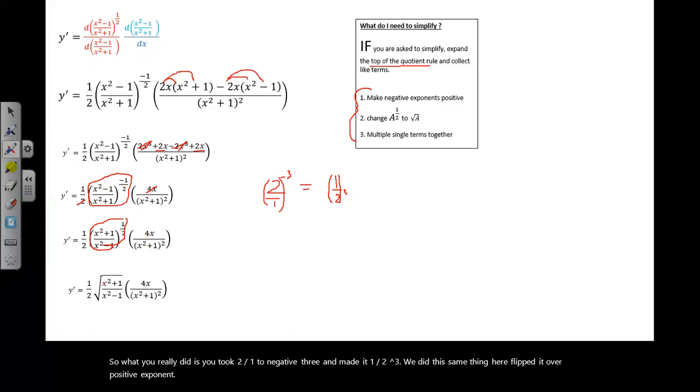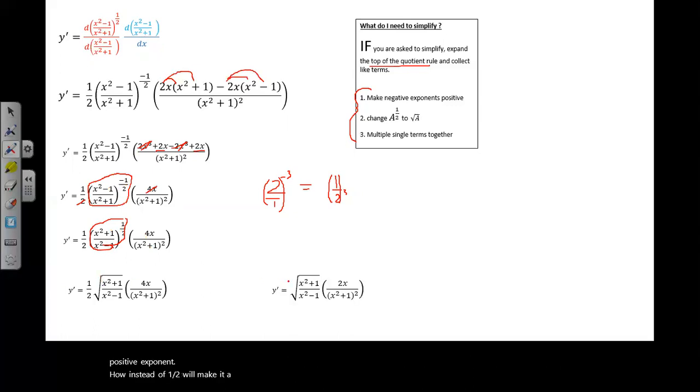Instead of a 1/2, we'll make it a square root. And then there's the promised take away the 2's. Ooh, these are intense. Let's do another one. Ooh, what do you see here?